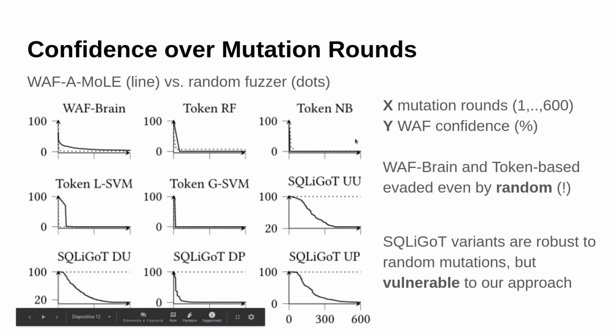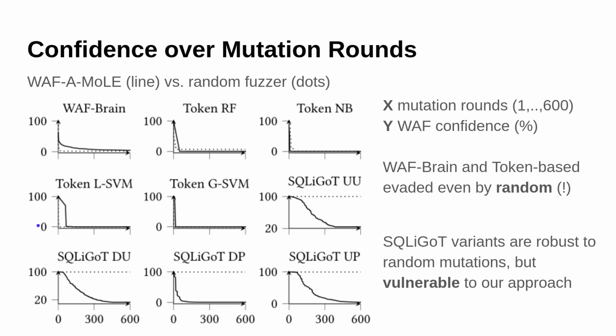So which are the results? On the x-axis of every plot, we put the number of mutations that are applied to a single payload, so it is incremental. So starting from 0, which is the admin or admin apex 1 equal 1 payload, to I don't know what it means anymore.